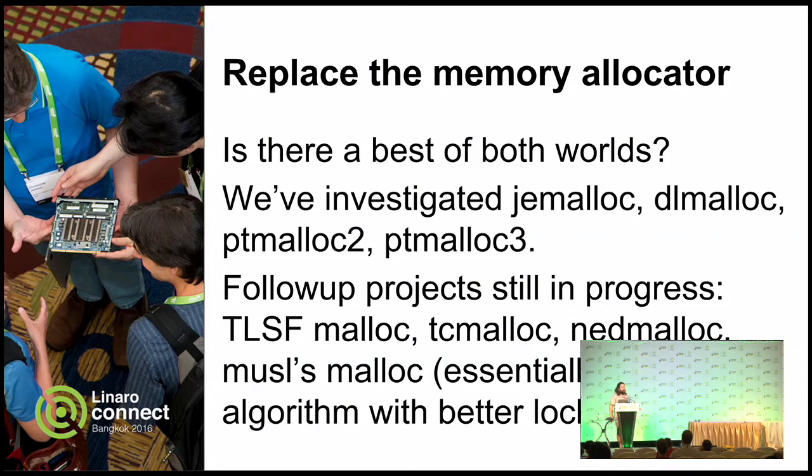We've already investigated jemalloc and dlmalloc, the ones that are already included in Bionic. We've also looked at ptmalloc2 and ptmalloc3. That's a different implementation that is pretty close to what's being used in glibc, but we found it wastes more memory than dlmalloc, not quite as much as jemalloc, but it didn't turn out to be a significant improvement.